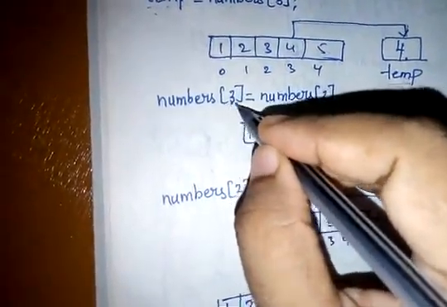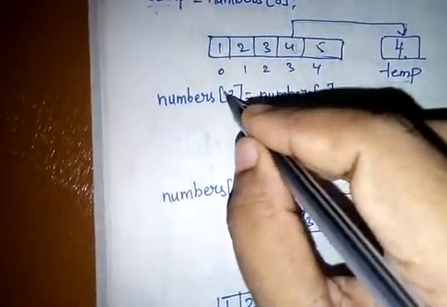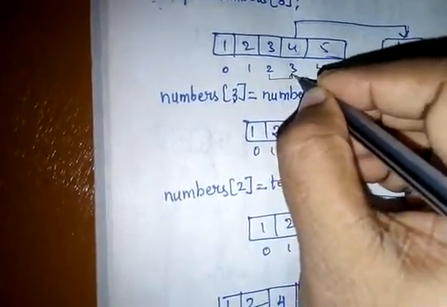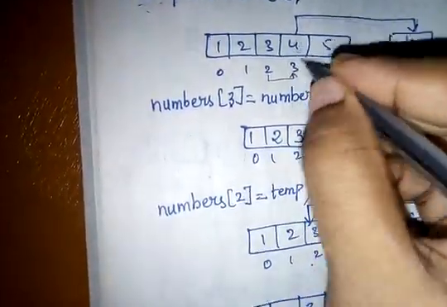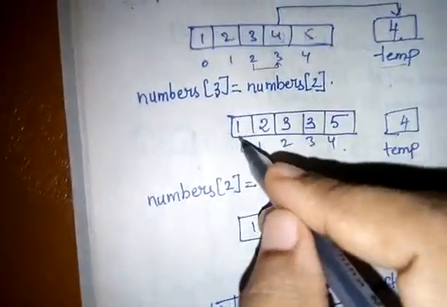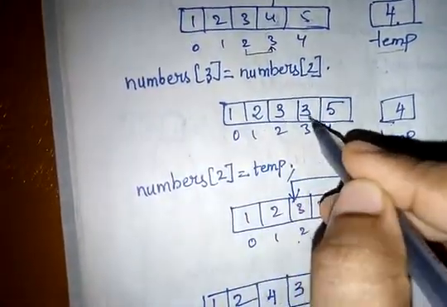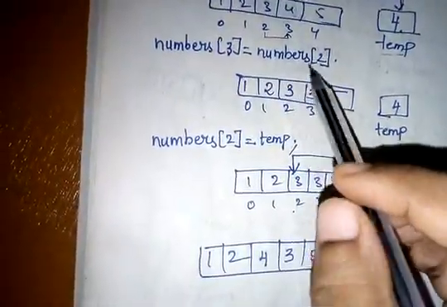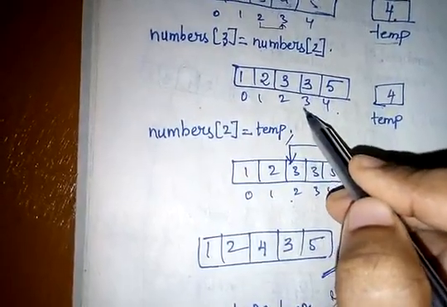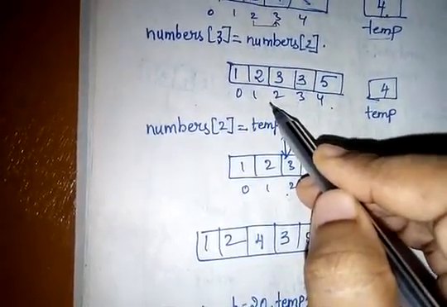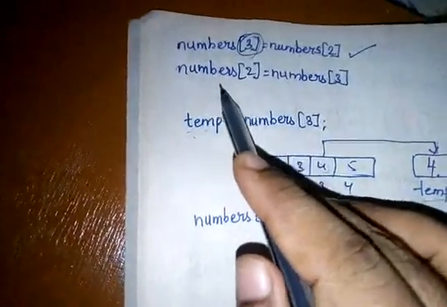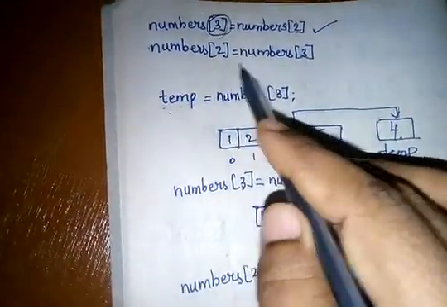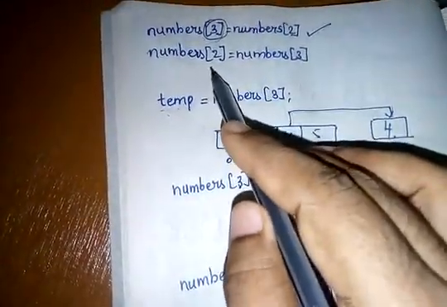So the original array will become: numbers of 3, the element at index 2 should be copied to the element at index 3. So the element at index 2 is 3, that will be copied to index 3. So now after copying, your array becomes 1 2 3 3 5. Then we have to copy the element at index 3 into index 2. So our next statement is numbers of 2 is equal to numbers of 3.